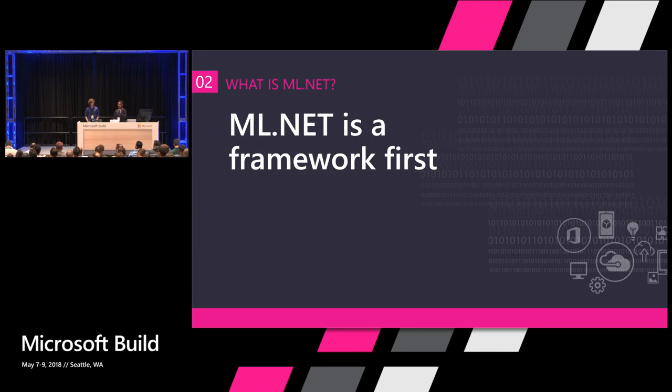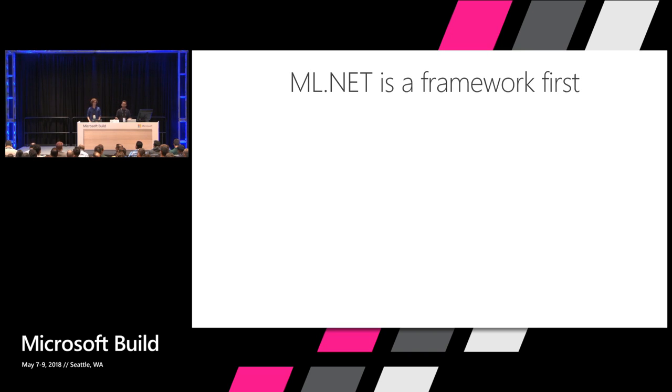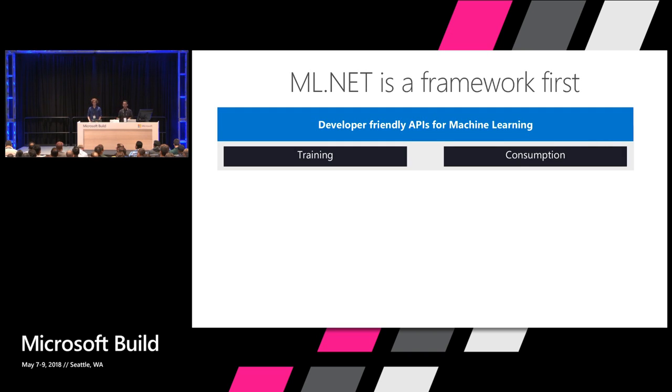A couple of other things I want to get across is that ML.NET is a framework first. What do we mean by that? When we started looking at the problem of machine learning in .NET, the first thing we realized is that a lot of the libraries out there, like CNTK or TensorFlow, have complex APIs for model training and model consumption. What we've done is that the base ML.NET package comes with the first component, which is developer-friendly APIs. You can use these APIs for model training and consumption. So that's the first thing it gives you.